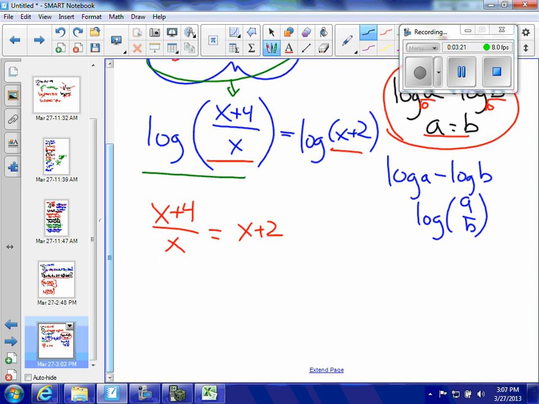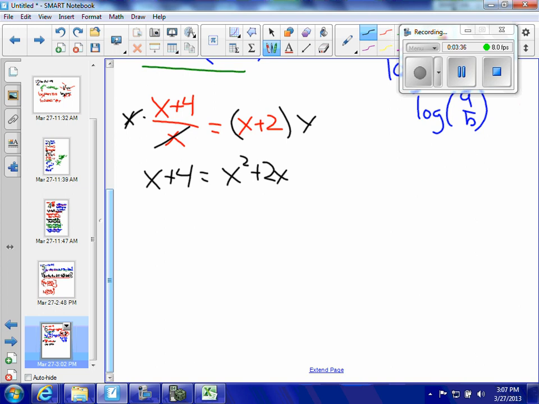So I'm going to multiply both sides by x. That x is going to go away. I'm going to have x plus 4 is equal to x squared plus 2x. Well, I have a quadratic here, and I want to solve a quadratic. So I'm going to get everything on one side. Since my x squared is on my right, I'm going to go x squared, and then I'll subtract x from both sides. So it'll be plus x minus 4 is equal to 0. So x squared plus x minus 4 is equal to 0.